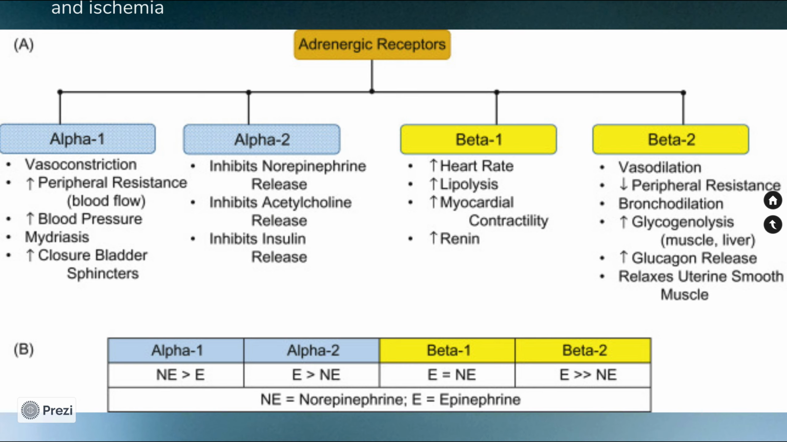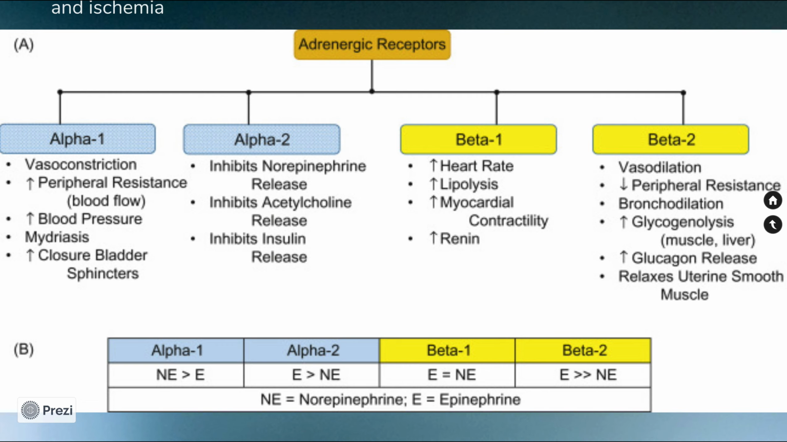Now, beta adrenergic receptors. For beta 1, you will have an increased heart rate, increased lipolysis, increased myocardial contractility, and increased renin. For beta 2 adrenergic receptors, you have vasodilation, in direct opposite to alpha 1. You have a decrease in peripheral resistance, again in direct opposite to alpha 1. Bronchodilation, increased glycogenolysis, increased glucagon release, and relaxation of the uterine smooth muscle.